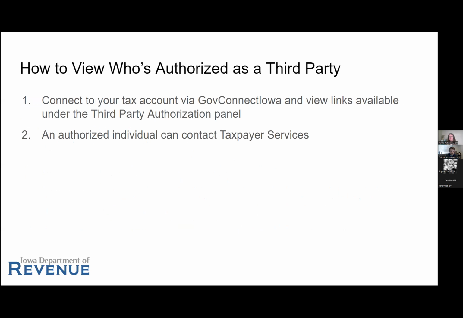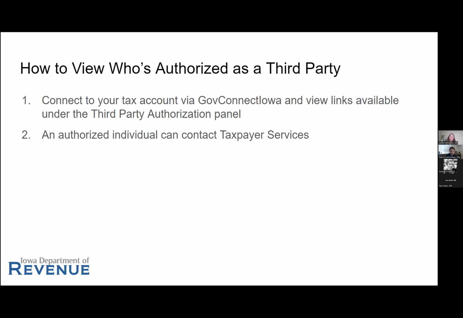So we talked about authorizing third parties in the last few slides. So let's talk about the review process when it's complete. How do you know who currently has third-party authorization? The best way would be to be connected to the tax account in GovConnectIowa. So the best place to look is the Revoke or Withdraw link under the third-party authorization panel on the I Want To tab. That will show you a current listing of who currently has third-party authorization.